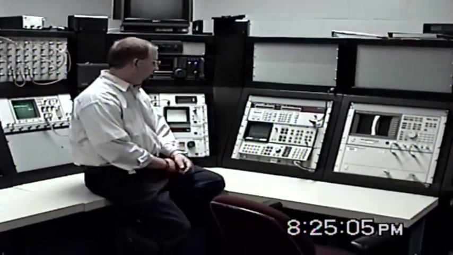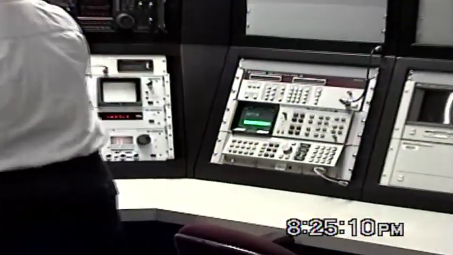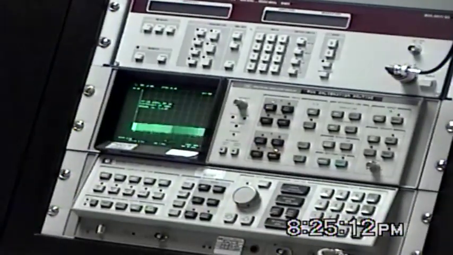This is a Hewlett-Packard 8568B, and this is what we call a swept tune device. It's not a vector analyzer at all. I'll find another antenna here.